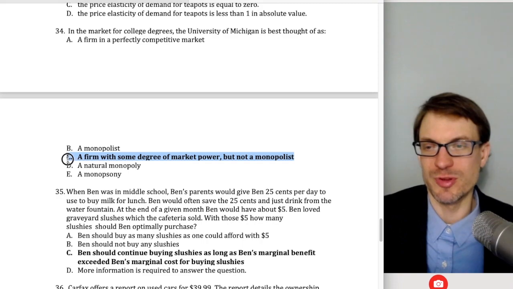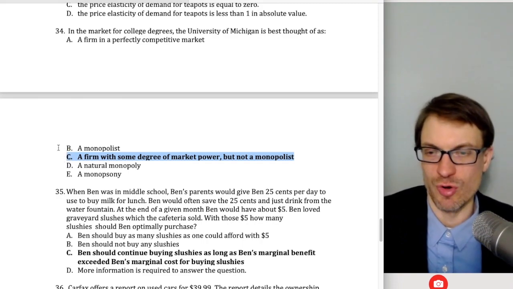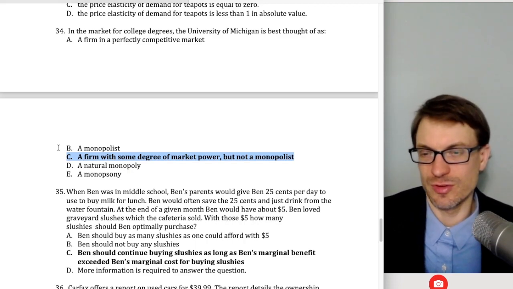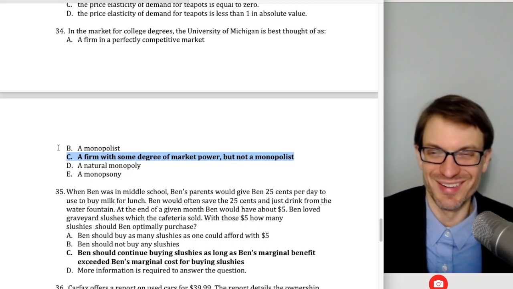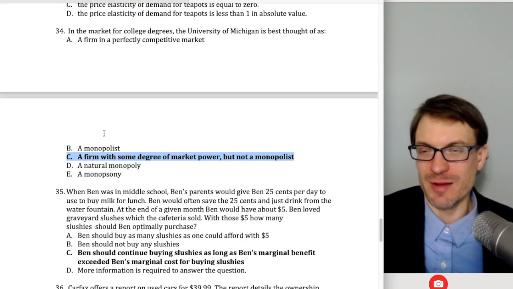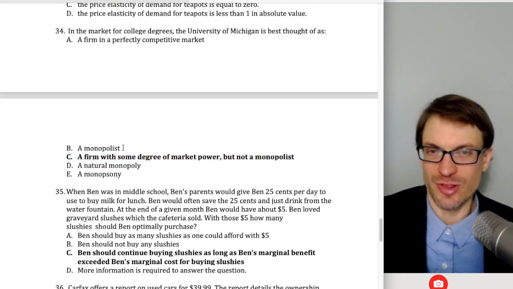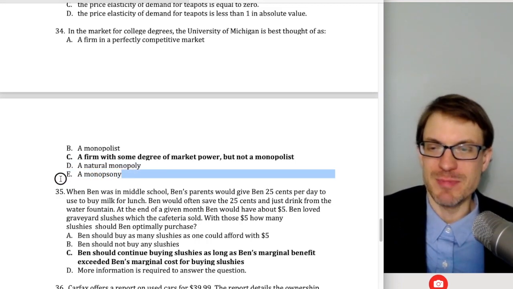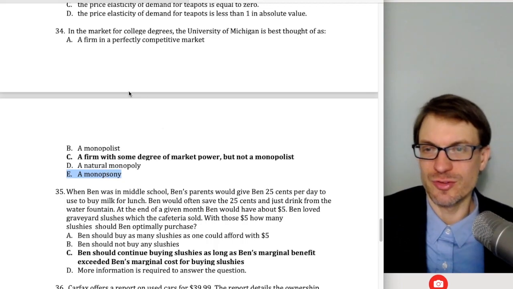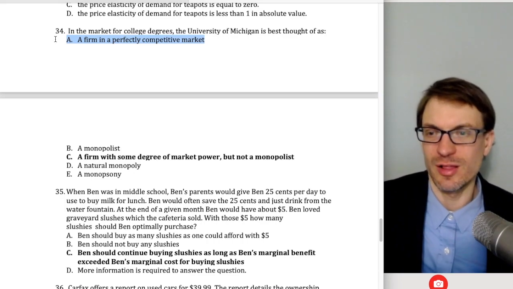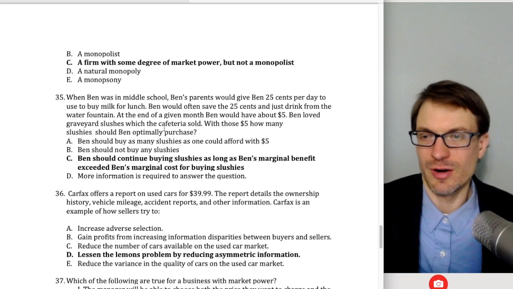All right, in the market for college degrees, Michigan is thought of as a firm with some degree of market power, but it's not a monopolist. Certainly a monopolist over Michigan degrees, because only one school can put their insignia on your diploma. But not a monopolist because there are other universities. Not a natural monopoly, not a monopsony. Monopsony is a single buyer. And then a firm in a perfectly competitive market? No, the market's not perfectly competitive. Not at all. All right, so let's see.